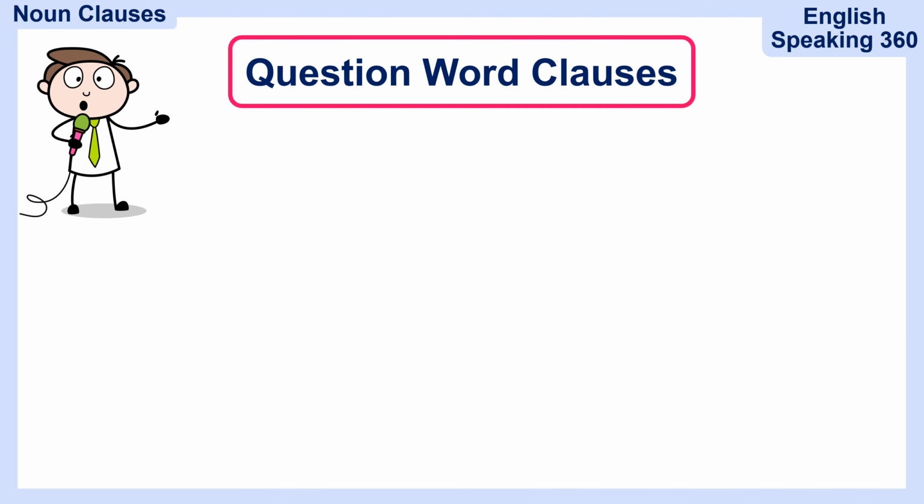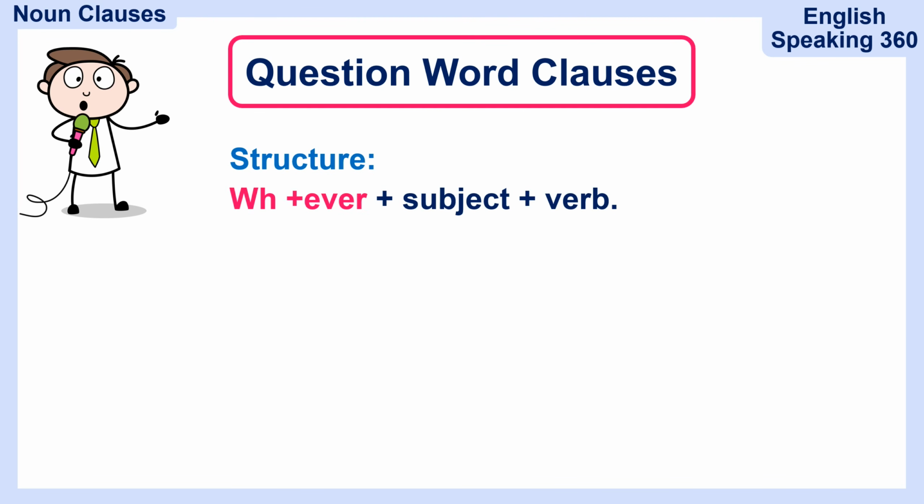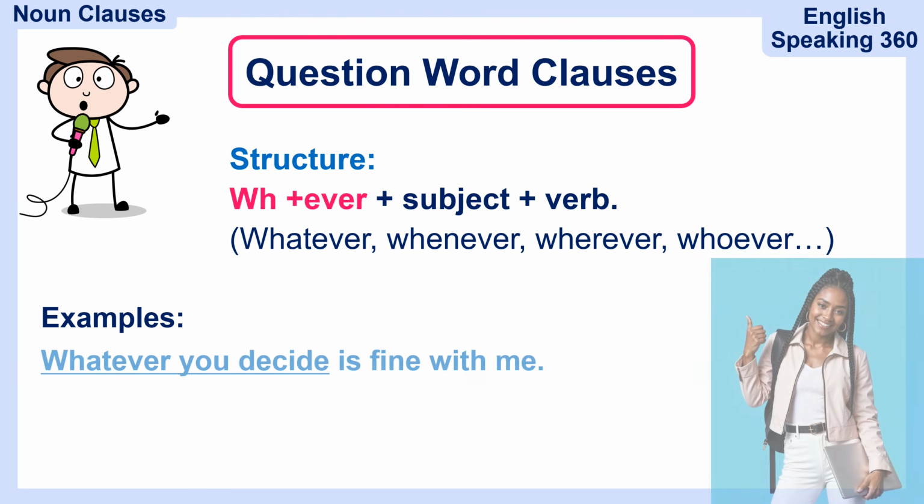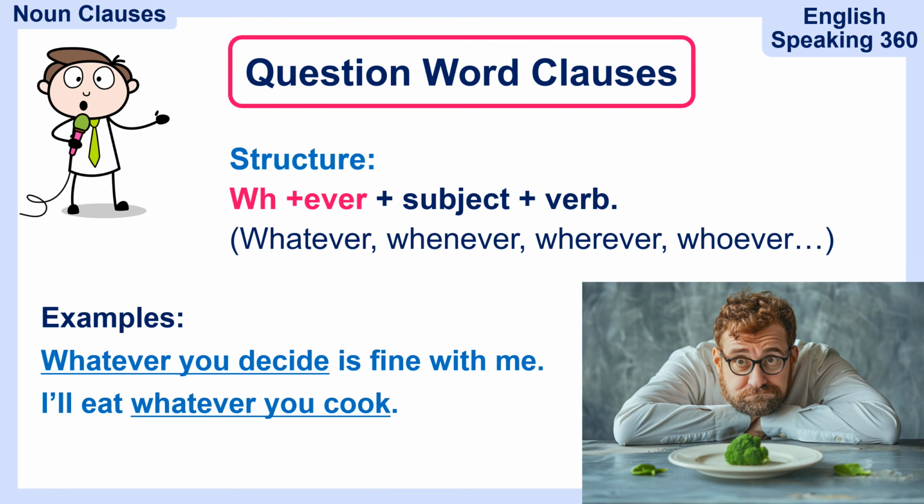Now here's another case. You can also say WH plus ever, subject verb. Like we said before, whatever, whenever, wherever, whoever. Okay? Here are some examples. Whatever you decide is fine with me. Anything you decide is okay with me. I'll eat whatever you cook.